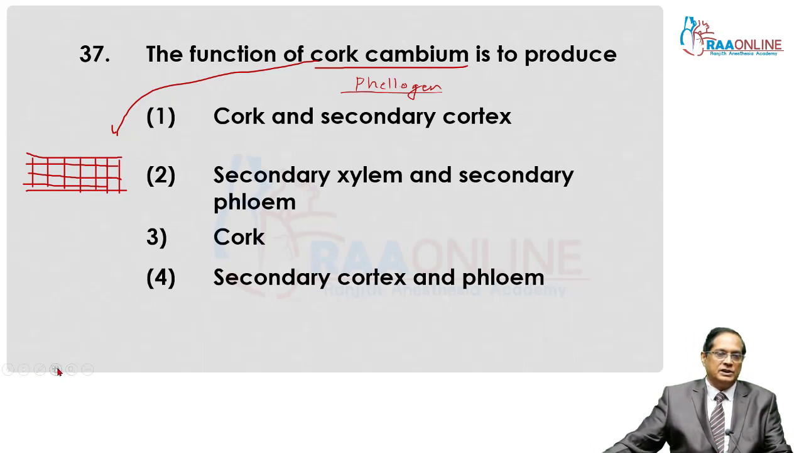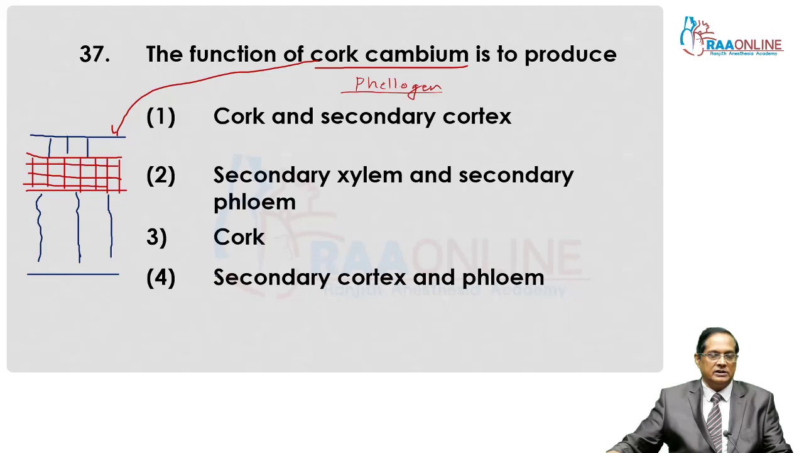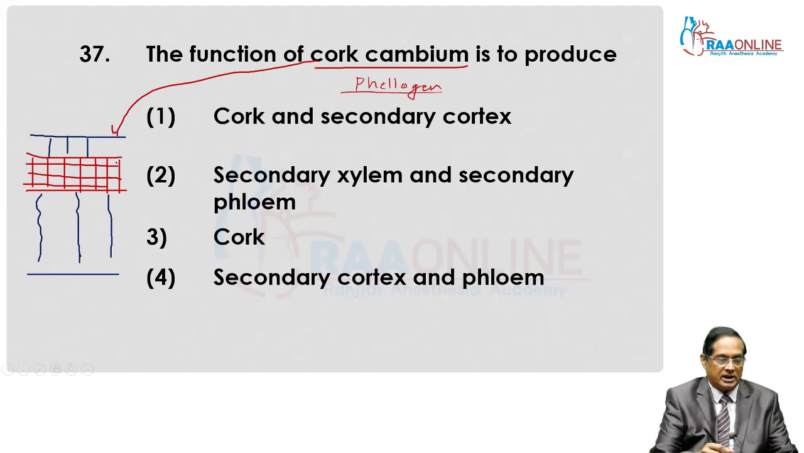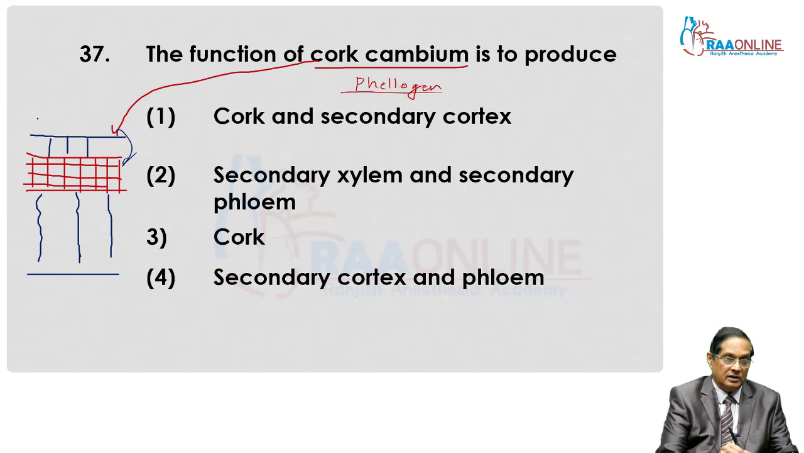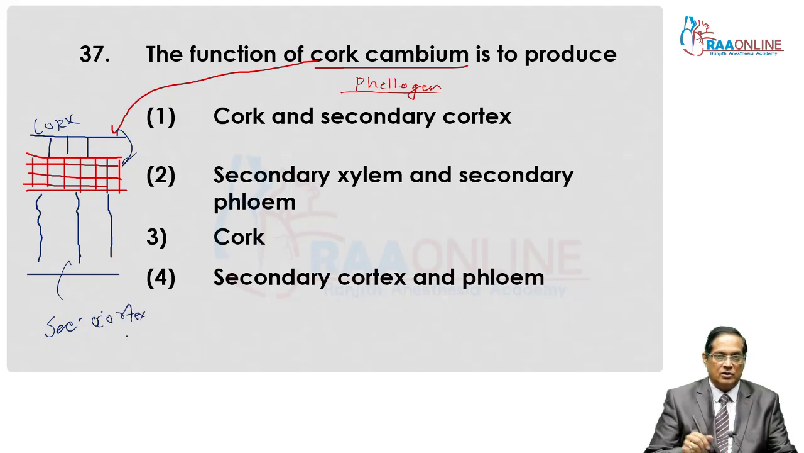And phellogen forms new tissue on both the sides, towards the outer side and towards the inner side. On the outer side it forms cork, whereas towards the inner side it forms secondary cortex. The red one is cork cambium. This is cork towards the outer side, and this is secondary cortex or phelloderm, towards the inner side.